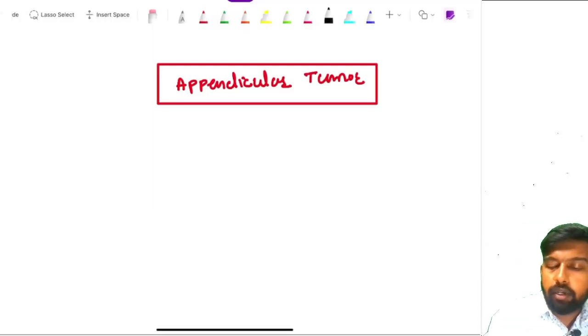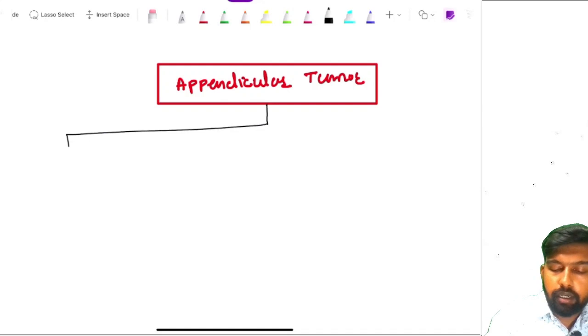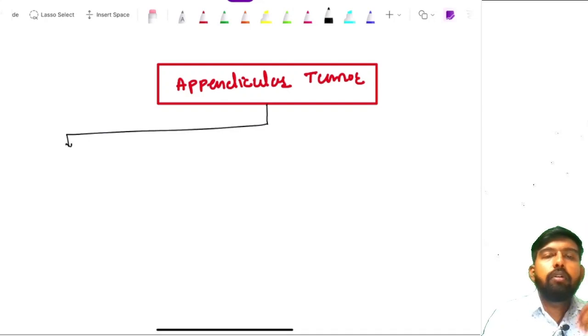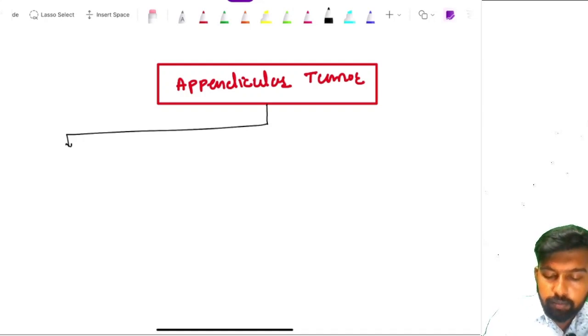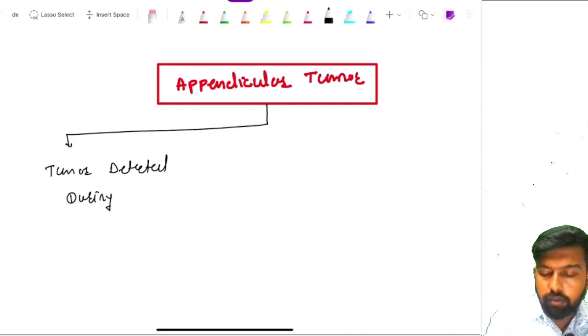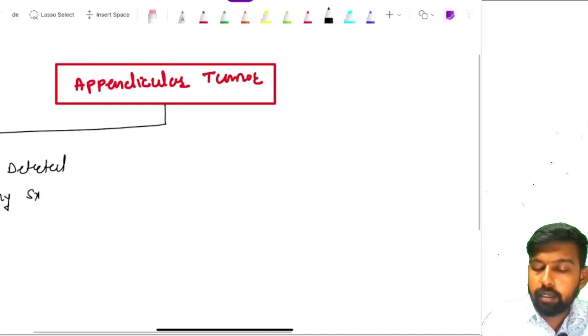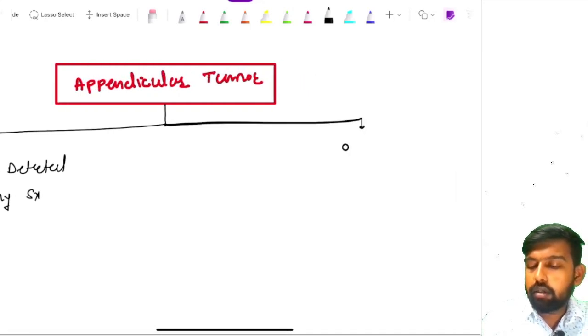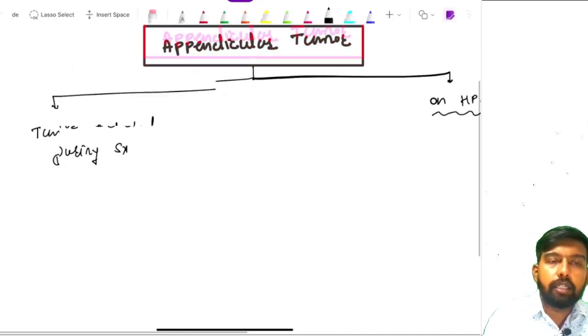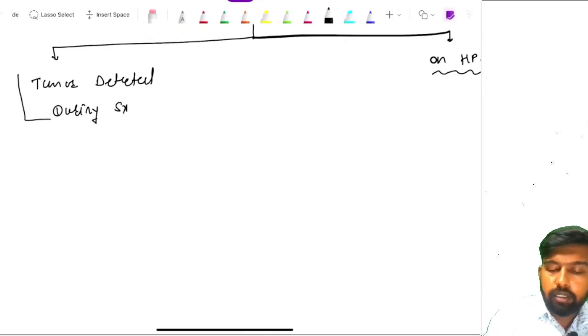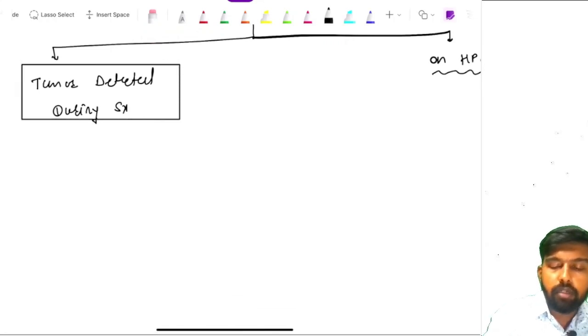The appendicular tumor can be found during the surgery, or it can be found in the post-operative period on histopathological examination. So let's see the approach when the tumor is detected during the surgery.